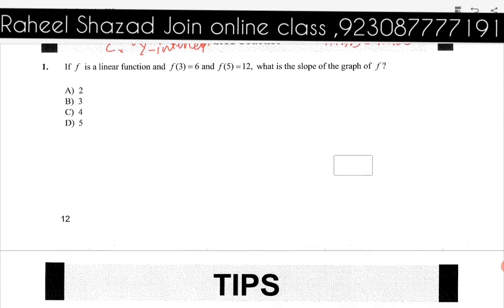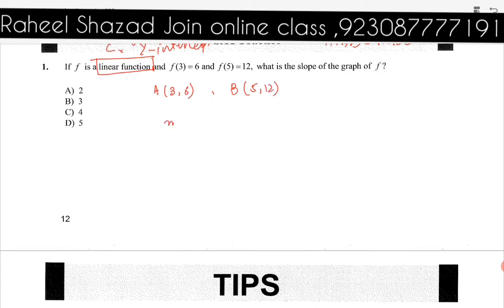Okay, so let's start solving some questions. First of all, if f is a linear function, that means points on this function will be collinear and the gradient would be the same. When f of 3 is 6, we could say that a point A is 3 and 6. There is a point B that is 5 and 12. What is the slope of the graph?